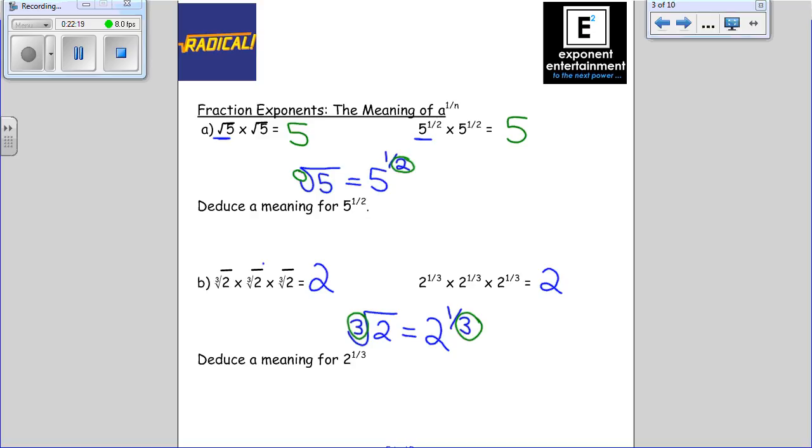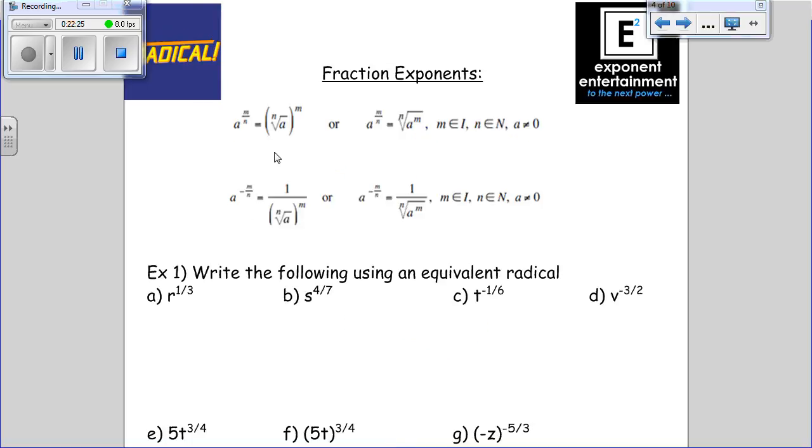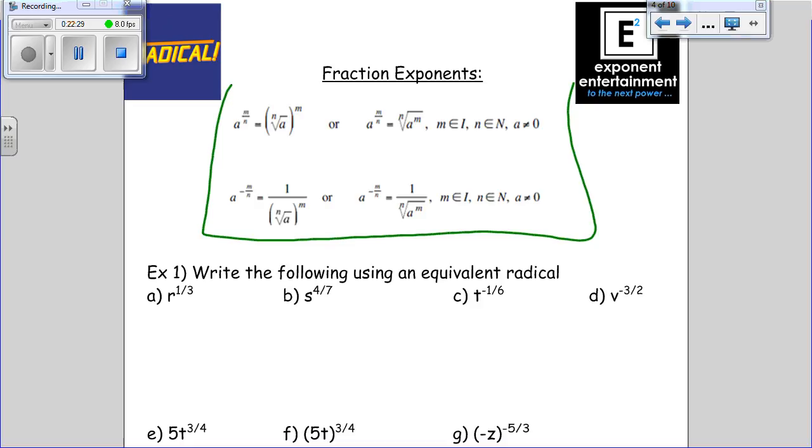They've written out the rule here. It kind of looks confusing. The top rule is the one we just talked about. The bottom rule is when you have negative fraction exponents. So you'll notice when you have negative fraction exponents, they have to put it underneath a fraction, and then they change it into a radical.